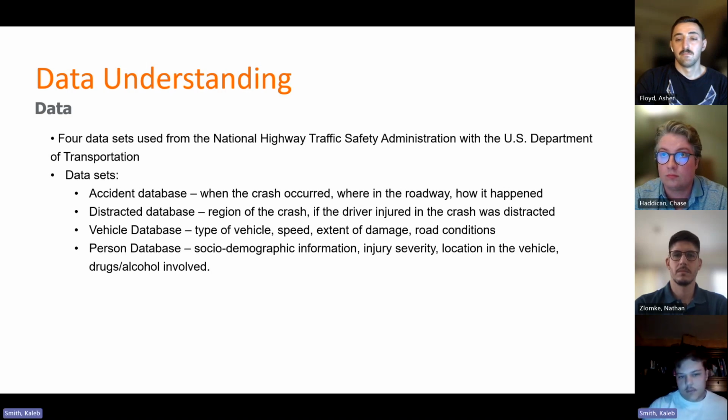The persons database gave us socio-demographic information about the person that was injured in the crash, and how injured they were, ranging from not injured at all to death. It also showed the location of the vehicle, if any drugs or alcohol were involved, anything like that.